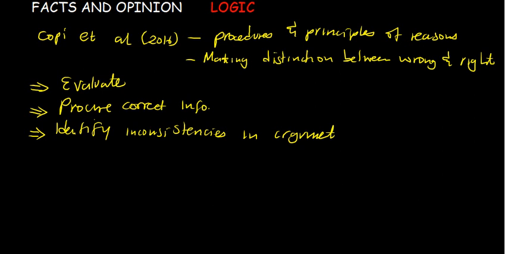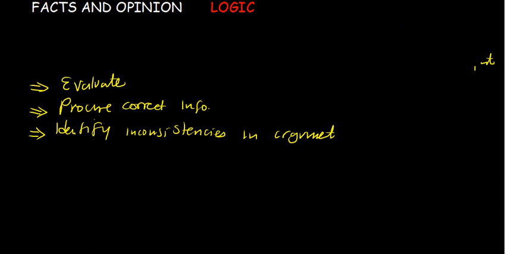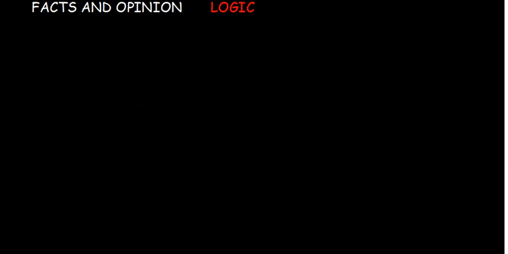Now let's look at reasoning, because we are saying that logic is the process and principles of reasoning concerned with determining what is right and wrong. Then what is reasoning itself? When we're talking about reasoning, it's simply the process of making reliable judgment.